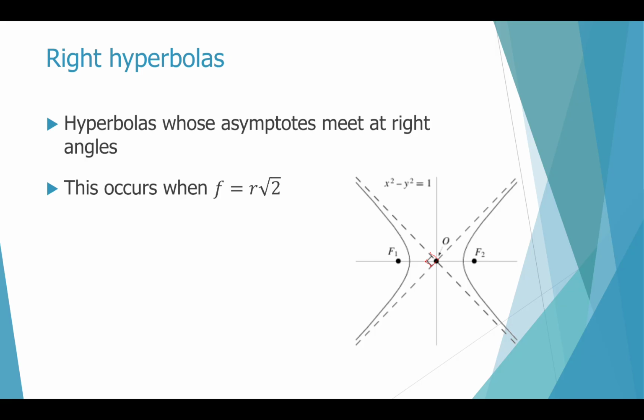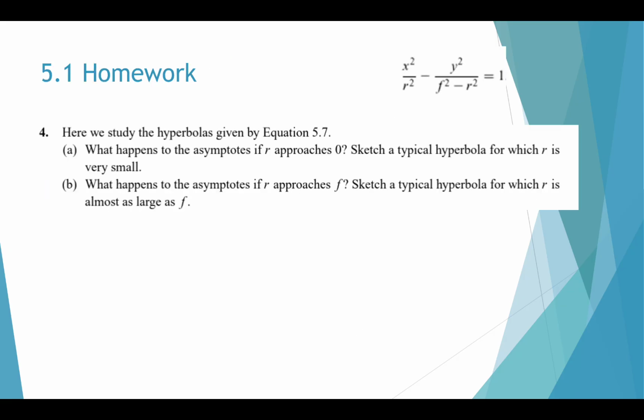And then we have this question. You guys have this question on your homework. Looking at this formula, this is the great one here. We're studying hyperbolas, and we're using this particular equation, 5.7. What happens to the asymptotes if r approaches 0? And they want you to sketch a typical hyperbola for which r is very small, if r is approaching 0.